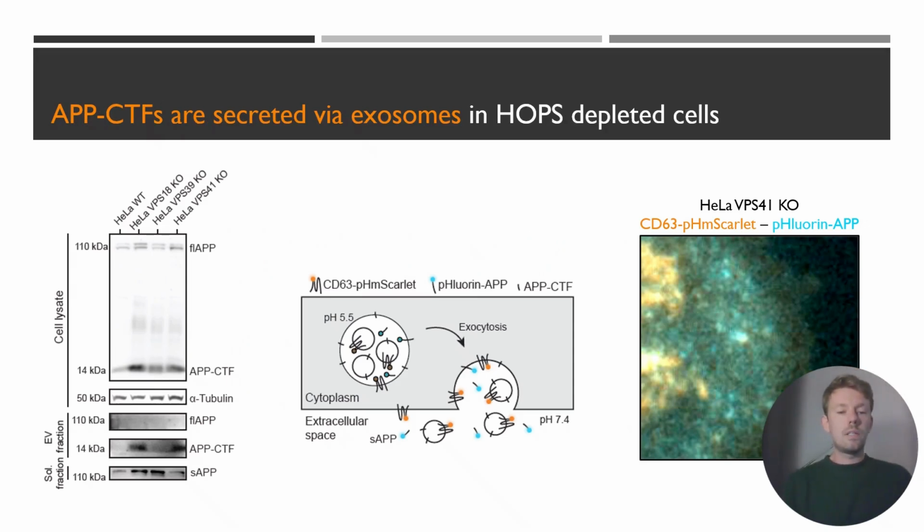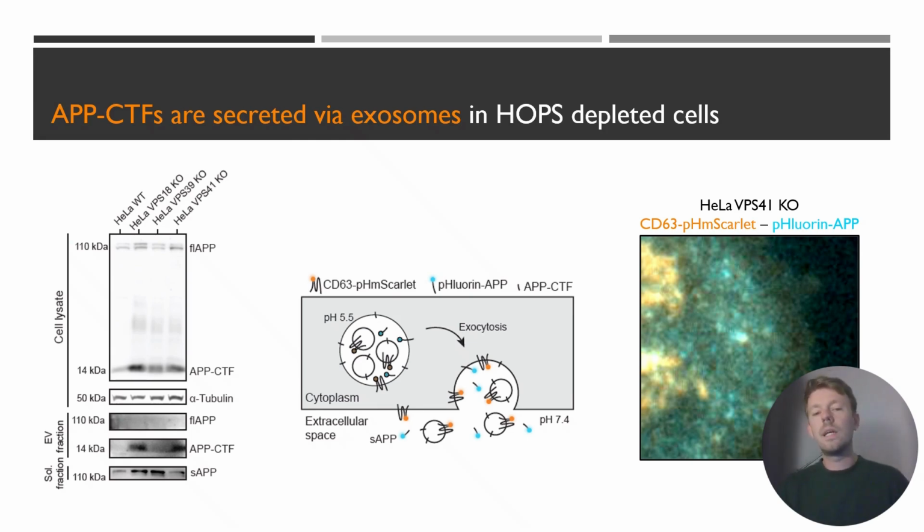On the left, you can see cell lysates, the extracellular vesicle fraction and the soluble fraction. And what you see in the cell lysate fraction is that you have increased APP-CTF production, again, in the Hobbs knockout cells. If we then focus on the extracellular vesicle fraction, we see that there is no full-length APP to be detected in these extracellular vesicles that are secreted into the extracellular space. However, we see also a huge accumulation of APP-CTFs in Hobbs knockout cells in this extracellular fraction. And also in the soluble fraction, we see increased secretion of this soluble fragment in Hobbs knockout cells.